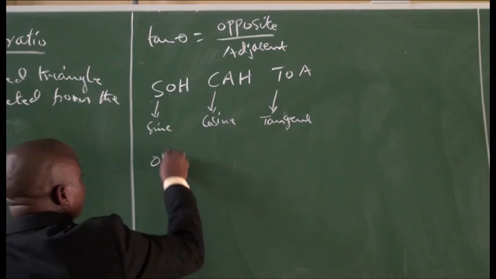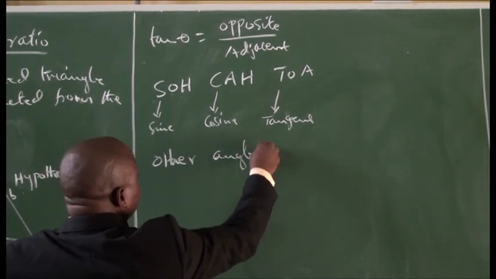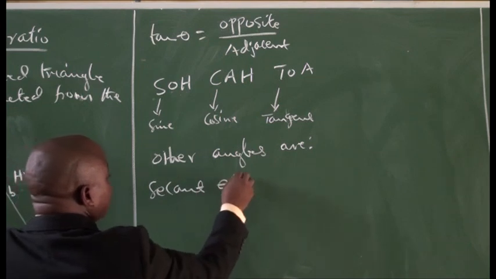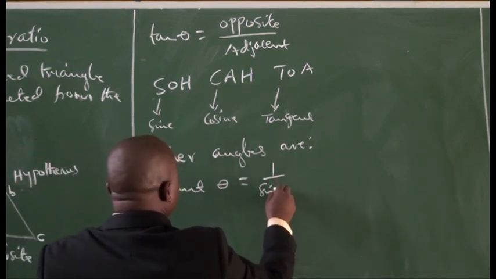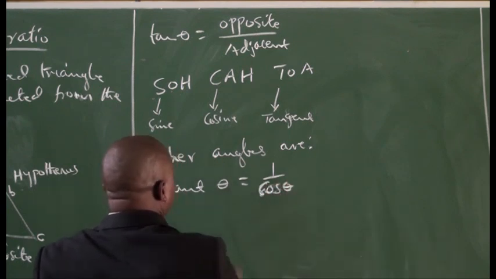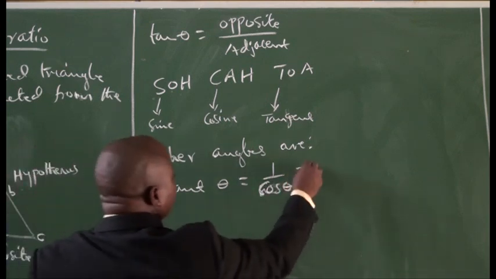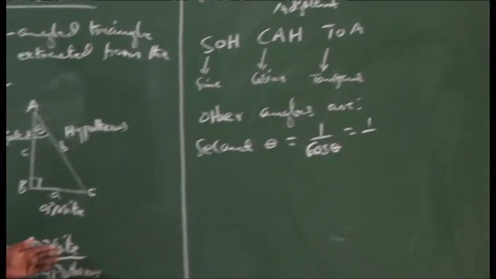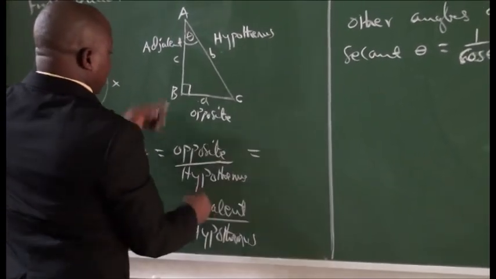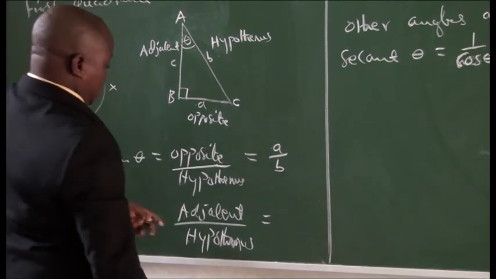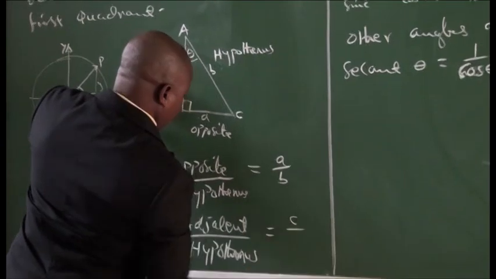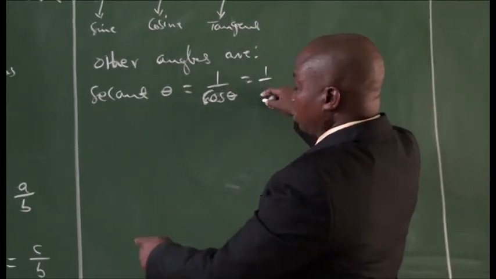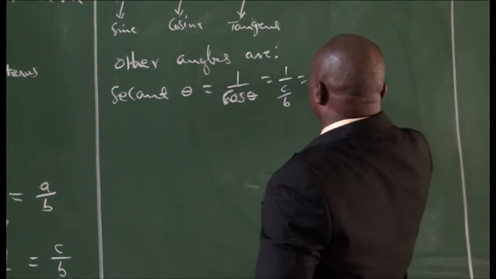Now, other ratios are secant theta. Secant theta is 1 over cos theta, and that will give us 1 over sine here, which is opposite by hypotenuse, the same thing as A over B. Then adjacent is C, and hypotenuse is B. So we then have that this will be 1 over cos, which is C over B. Of course, this will give us B over C.